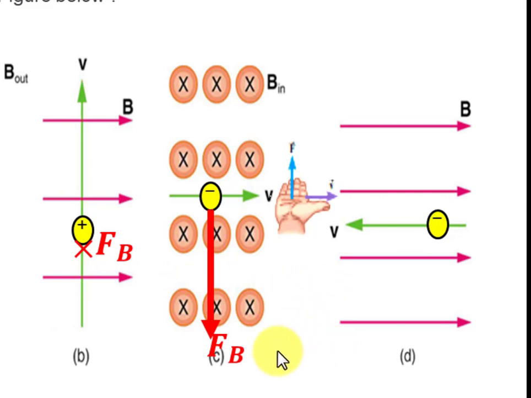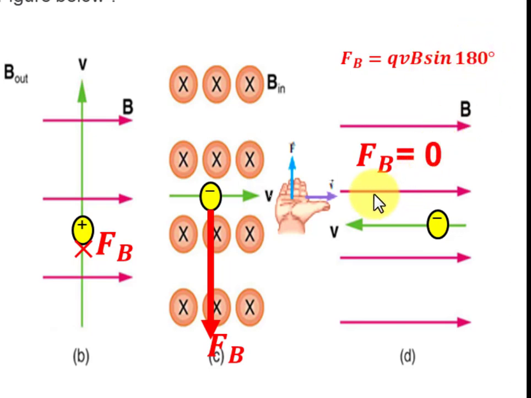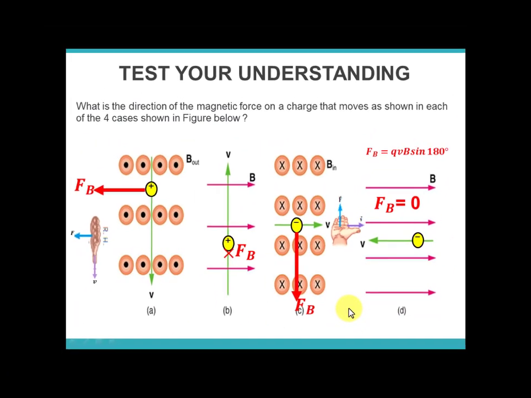Let's go to the last case here. We also have a negatively charged particle, but it is moving to the left, and the magnetic field is to the right. So what happened here? It is a parallel case. That means v and B are parallel. Using the formula F_B equals QvB sine 180 degrees, sine 180 degrees means we get 0 here. So the magnetic force will be 0.